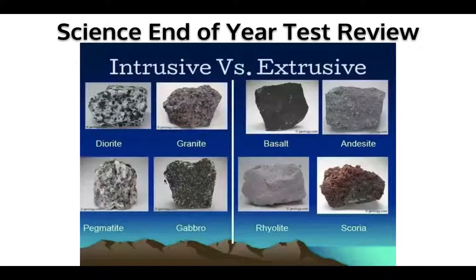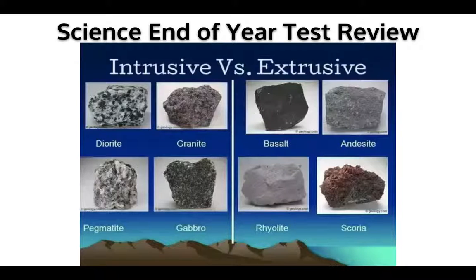Large, coarse grain, easy to see, visible crystals, because it formed very slowly inside the Earth. That's what intrusive means. Extrusive, cooled very quickly on the surface of the Earth. Very fine grain, and sometimes no visible grain at all.